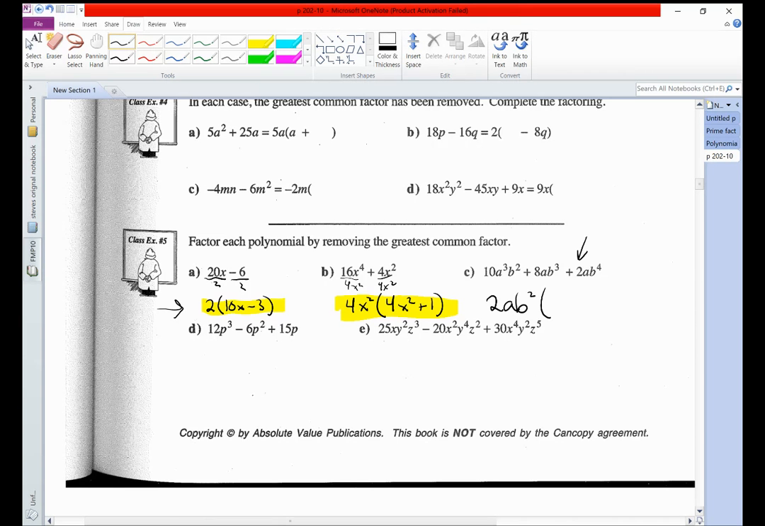What's left in the brackets? Well, for the first term, 10 divided by 2 is 5. a cubed divided by a is a squared. b squared divided by b squared, well, that'll just cancel right out. Next term, 8 divided by 2 is 4. a divided by a cancels out, and b cubed divided by b squared leaves us with 1b.